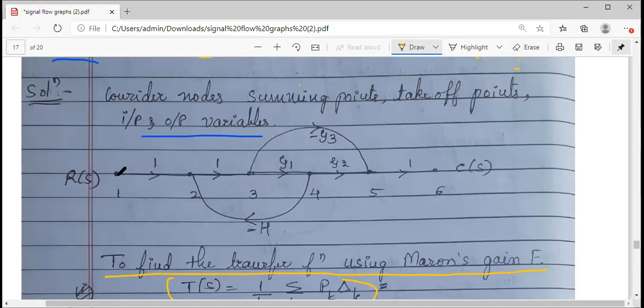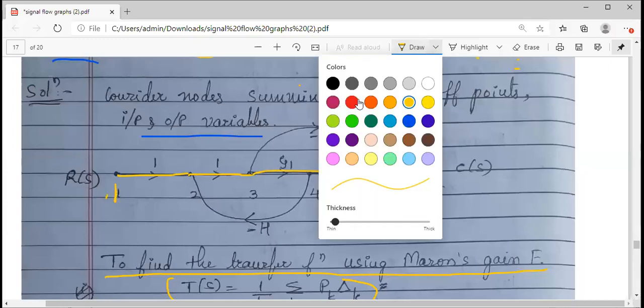How many forward paths are available from, say, node 1? 1 to 2, 2 to 3, 3 to 4, 4 to 5, 5 to 6. So this is one forward path, 1 to 6, starting from 1 and ending at 6. So this is one forward path available. Is there any other forward path?